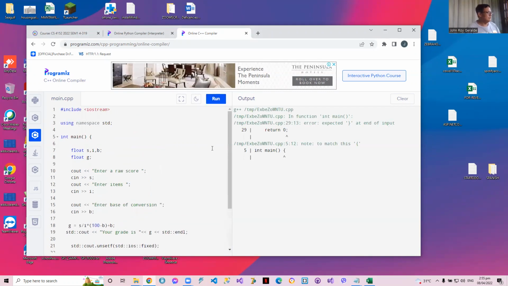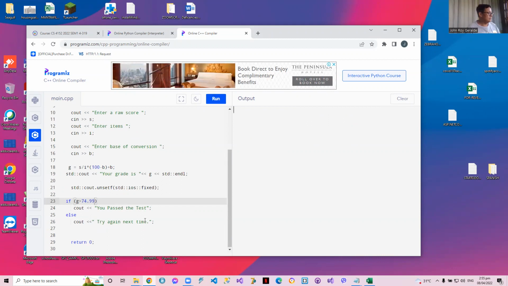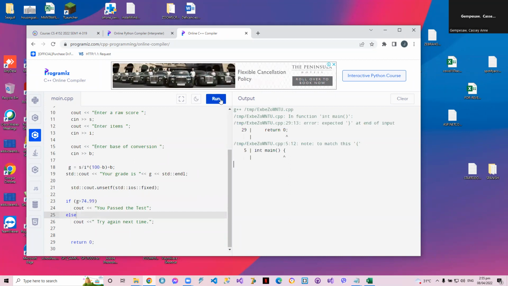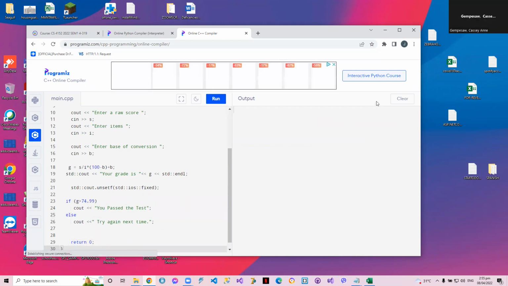Is there something wrong? It returns 0, so we have an error here. I think a curly bracket is missing in the answer. Oh, yes. Thank you. The curly brace.